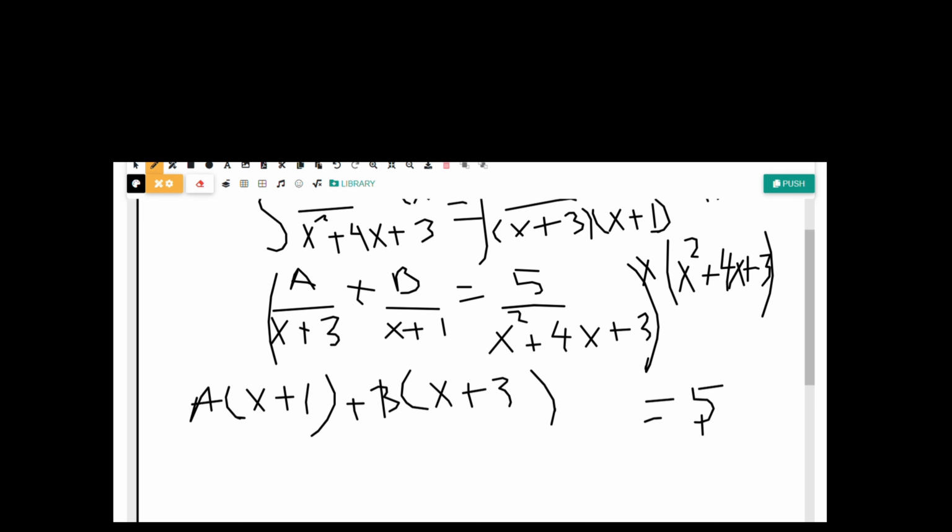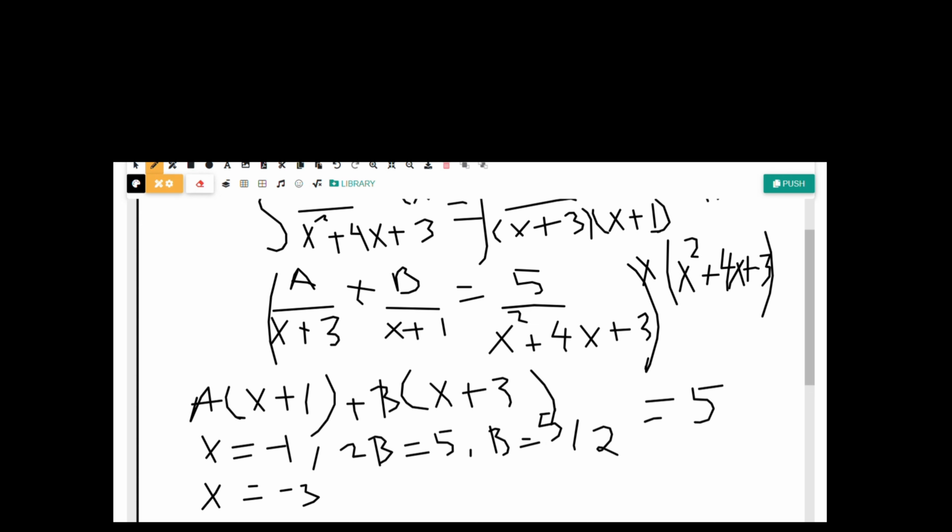So this is what we have so far. And then now we're going to have x equals negative 1. And then we're also going to let x equal negative 3 for the next one. But let's solve x equals negative 1. So this will be equal to 0. And then negative 1 plus 3 is 2. So 2b will be equal to 5. And then b is just equal to 5 over 2. Or if you prefer, 2.5.